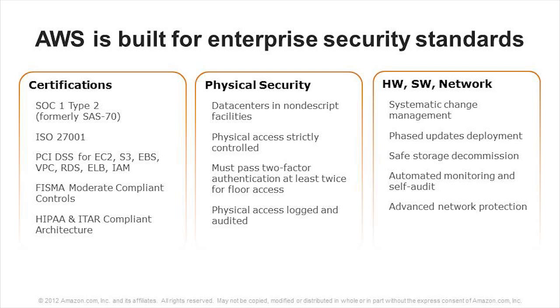So we've really built AWS to make sure that we're meeting enterprise-level security standards. Over the last years, we've invested very heavily in a number of certifications, as you can see listed on the slide there, from things like SOC 1 Type 2, formerly known as SAS 70, ISO 27001, PCI DSS for a number of the services. For government apps, we have things like FISMA Moderate and ITAR. And we have a number of customers building HIPAA applications in the cloud that must process sensitive personal information.